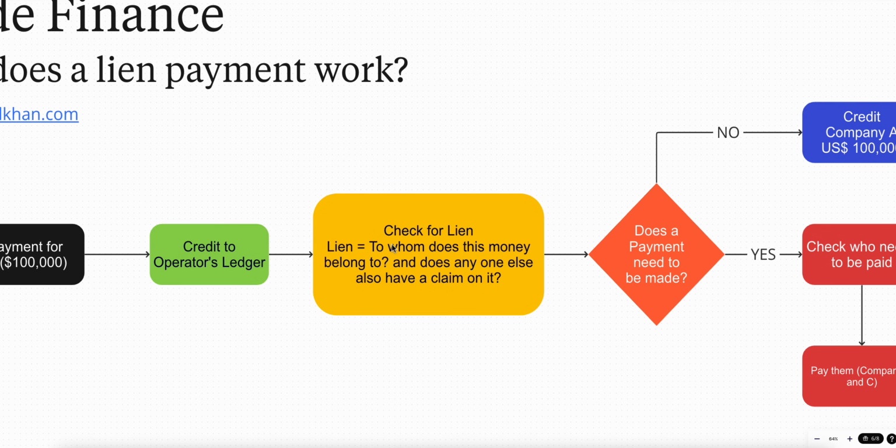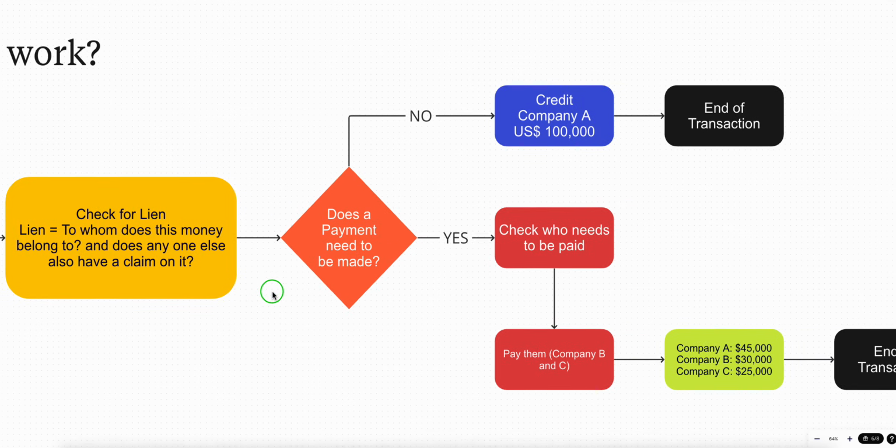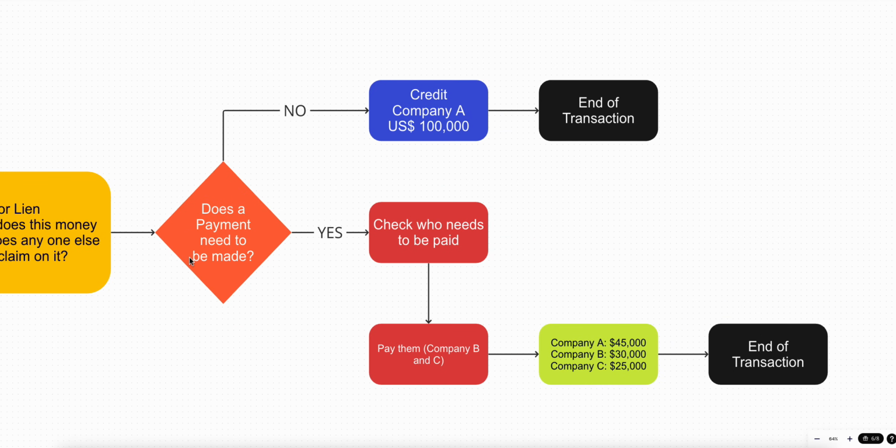So then we check for lien. Lien is: to whom does this money belong, and does anyone else also have a claim on it? So when we go to this part, does a payment need to be made to someone else? Yes. Check who needs to be paid. Well, company A is 45,000. Okay, fine. Company B is 30,000. Fine. And company C is 25,000.